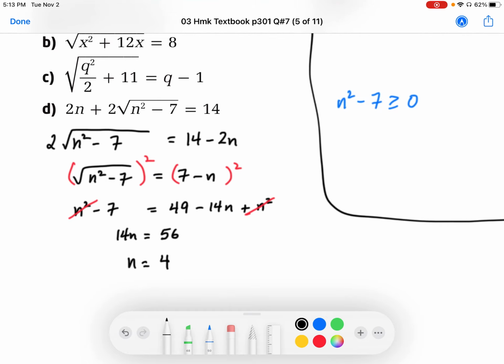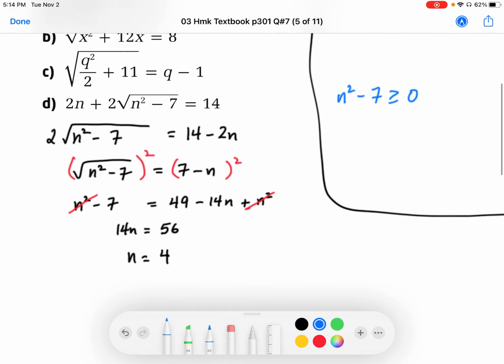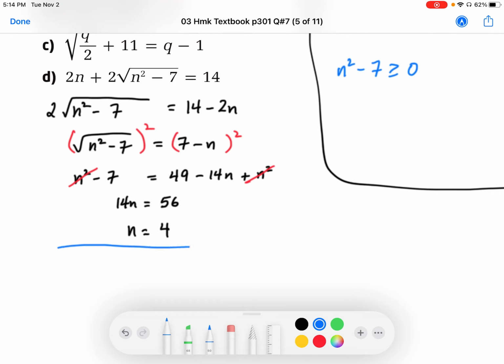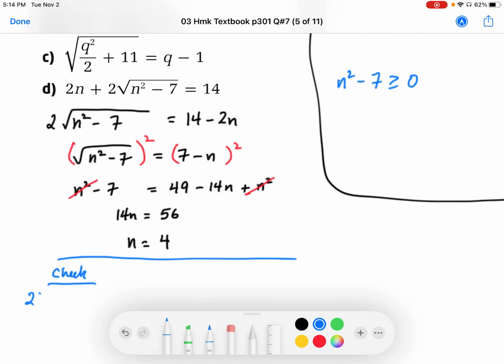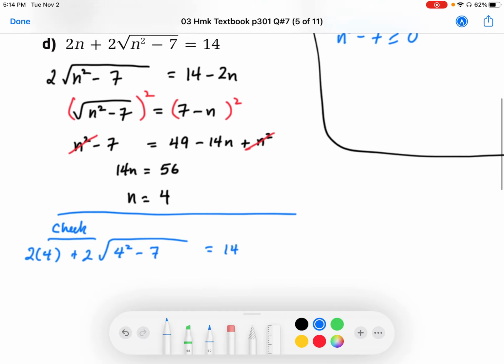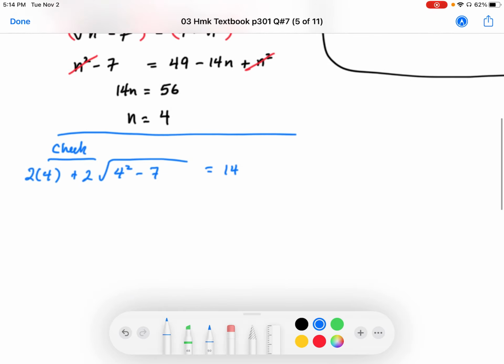However, since we're squaring both sides of this equation, we have to check for extraneous solutions. So my check is going to look like this. I'm going to plug it into my original equation: 2 times 4 plus 2 times the square root of 4 squared minus 7, and that's going to be equal to 14.